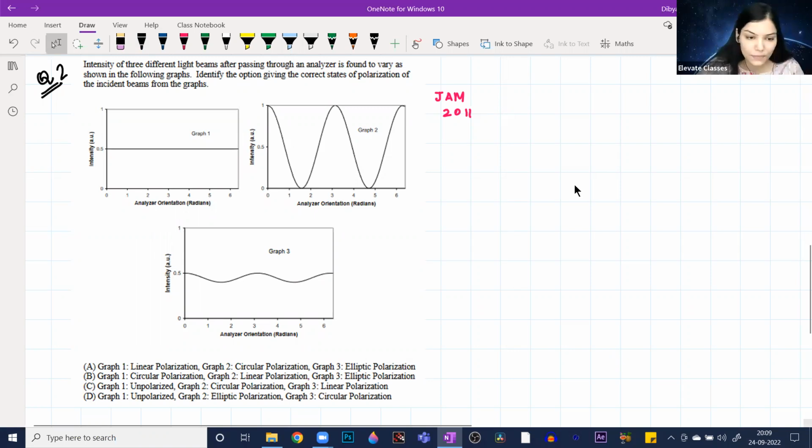So the option, let me check which option is correct. Sanchit, your answer is not correct. Rajat, your answer is correct. Dhruv, your answer is correct.